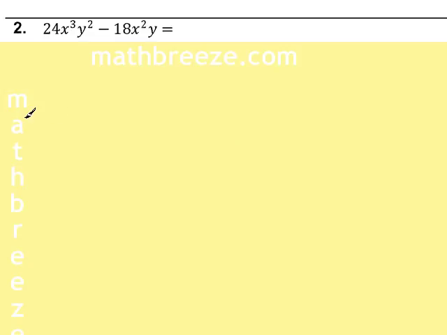Okay, in number 2, let's see what we should pull out in front. Here we have 24 and 18. The largest number that divides both is 6. Here we have x cubed and x squared. Just take the smaller power. Y squared and y, again, take the smaller power.